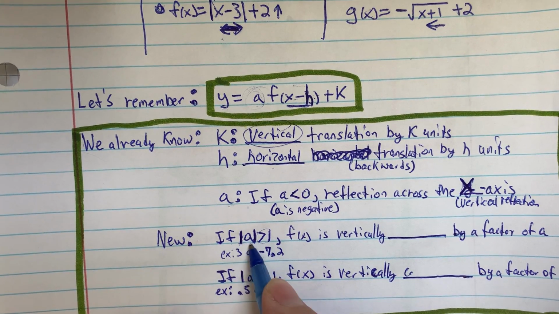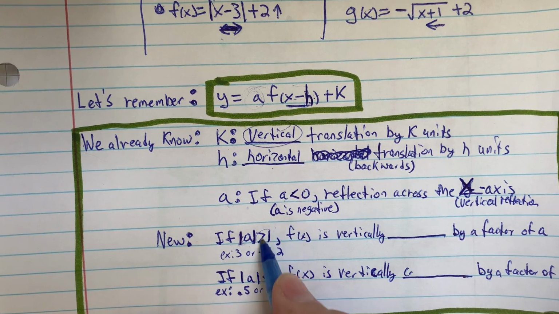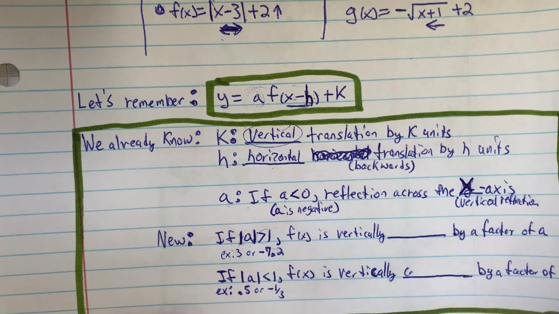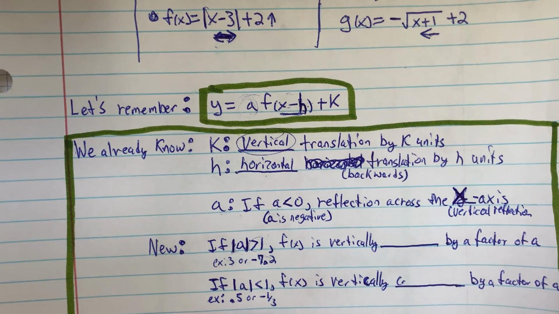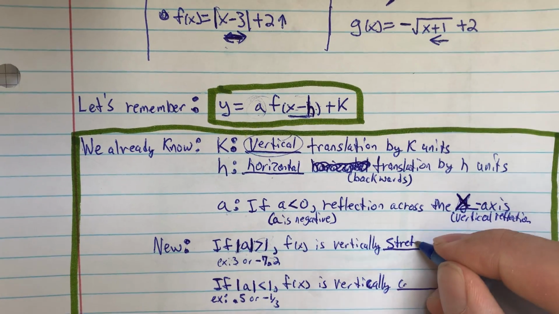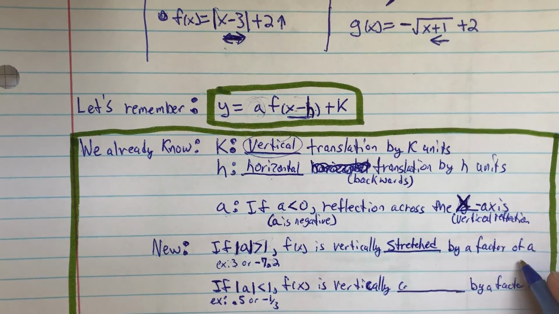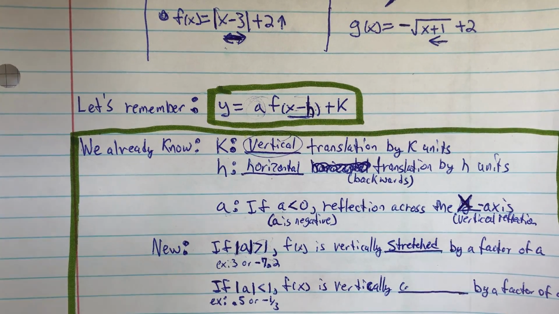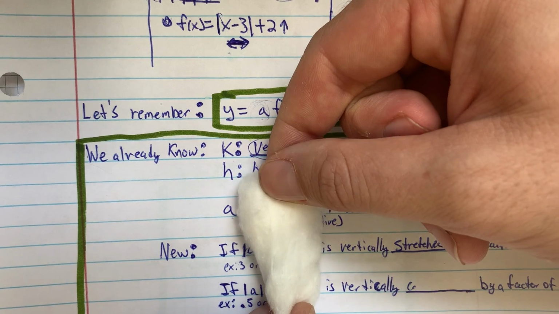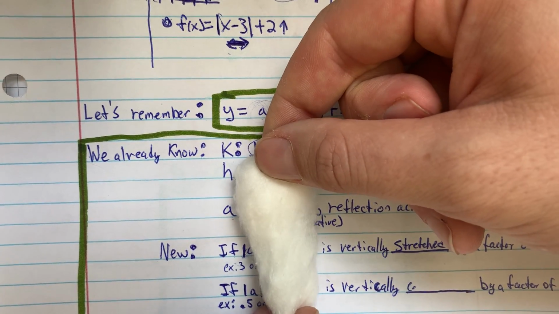If the size of the number, the absolute value of the number, is above 1, so if that number is 3 or negative 7.2, those both have a size above 1, even though one is positive and one is negative, f of x is vertically stretched by a factor of a. So this is what's going to make something get stretched vertically. So up and down. It's like we take something and we pull it up.